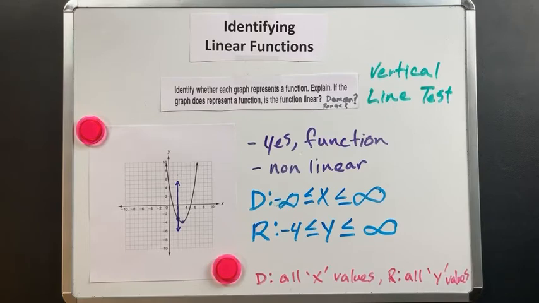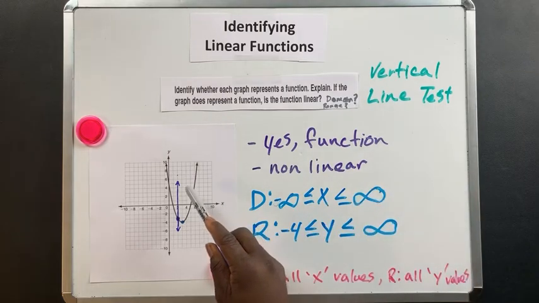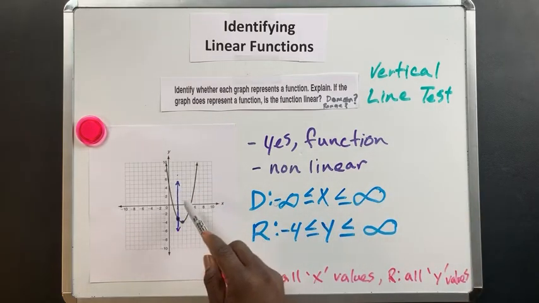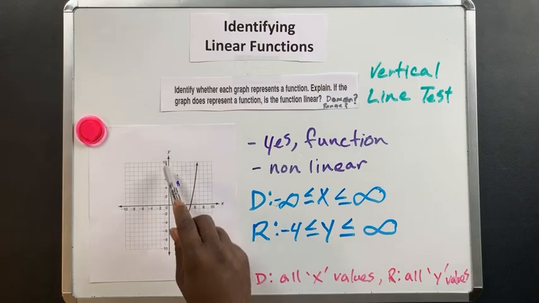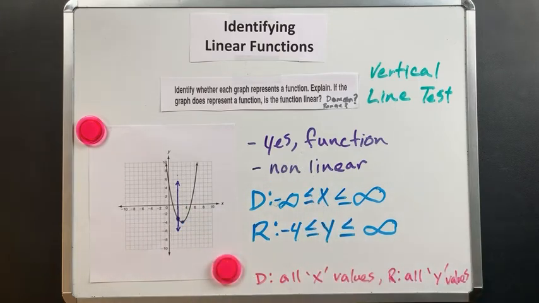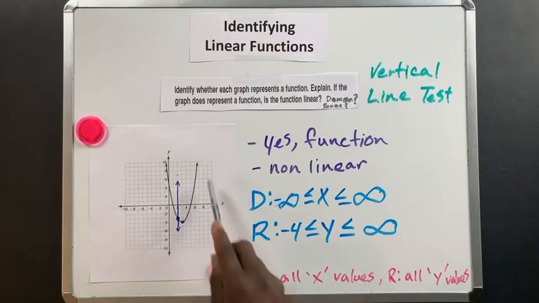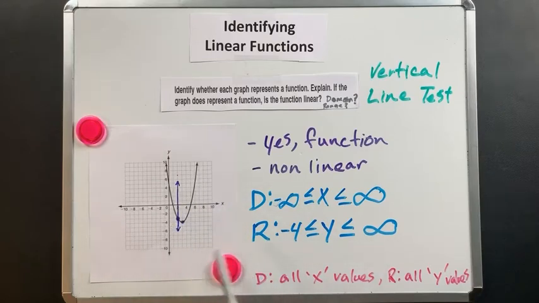Let's review. We used the vertical line test to determine whether this graph was a function. We draw a line, and we noticed that when that vertical line hit this graph at one point, we said, yes, it's a function. We also said it's nonlinear because it's a curved line. And then we further described this nonlinear function and said that the x values are between negative infinity and positive infinity, and the range value, all y values, between -4 and positive infinity.